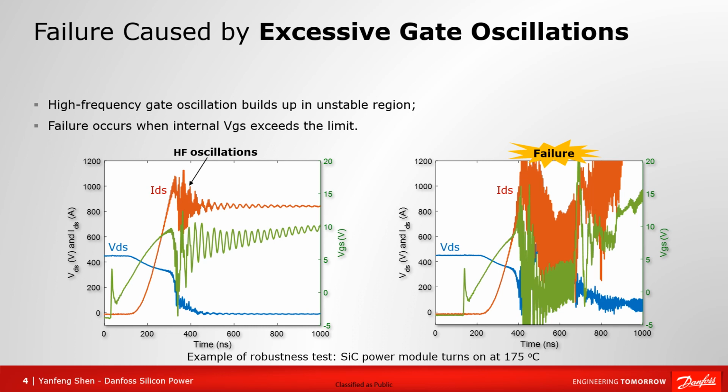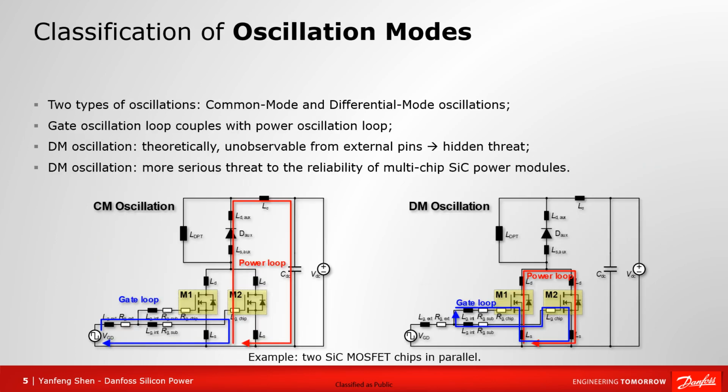Then, how can we suppress these high-frequency oscillations to avoid failure? Well, to answer this question, we need to get a better understanding of the oscillations, including the oscillation mode and mechanism. The two figures here show our identified two oscillation modes for the multi-chip parallel silicon carbide power modules. That is the common mode oscillation and the differential mode oscillation. We can see that in both modes, the gate oscillation loop couples with the power loop.